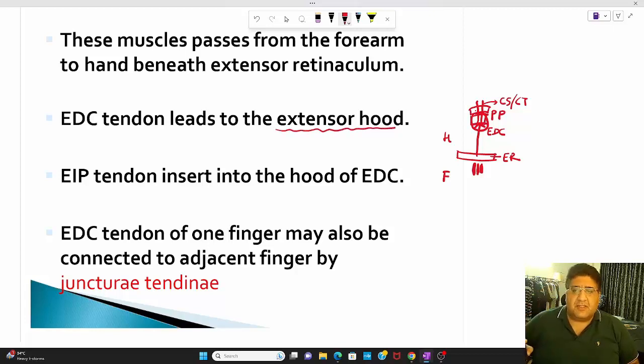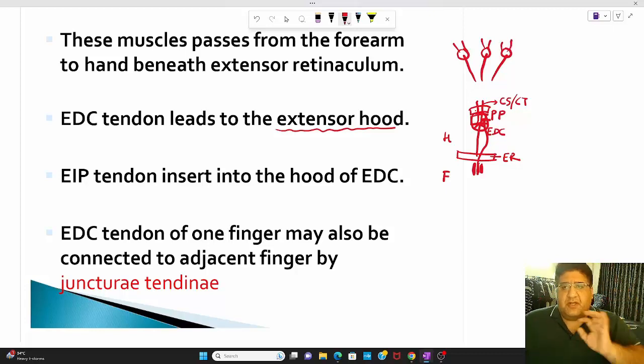Are we able to understand this? Now this EIP which is coming will get inserted into that hood. So far so good. Now you might have EDC of different fingers, one EDC of this finger, another EDC of this finger, another of this finger. They all get inserted onto the base of the proximal phalanx, and after that they make the extensor hood. The hood is kind of a hoodie covering the whole thing, and EIP gets inserted into that hood.